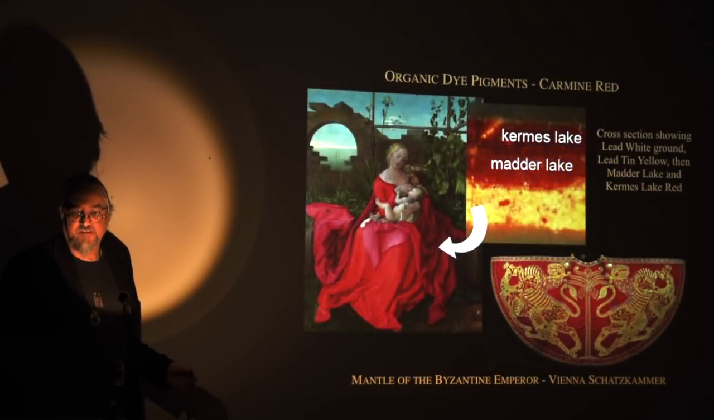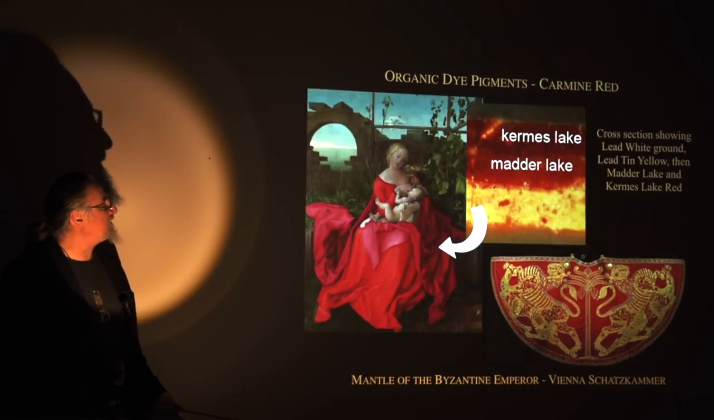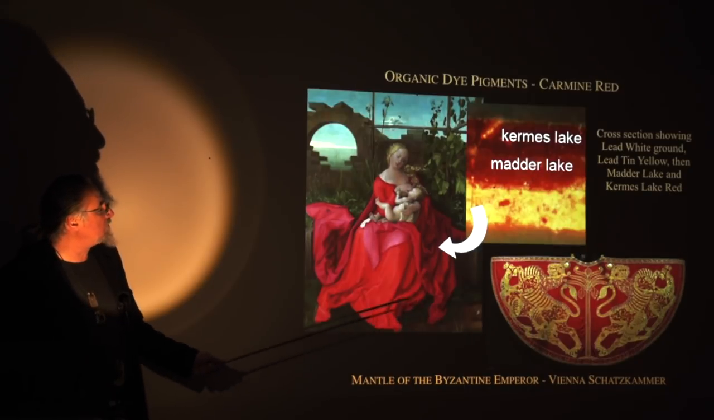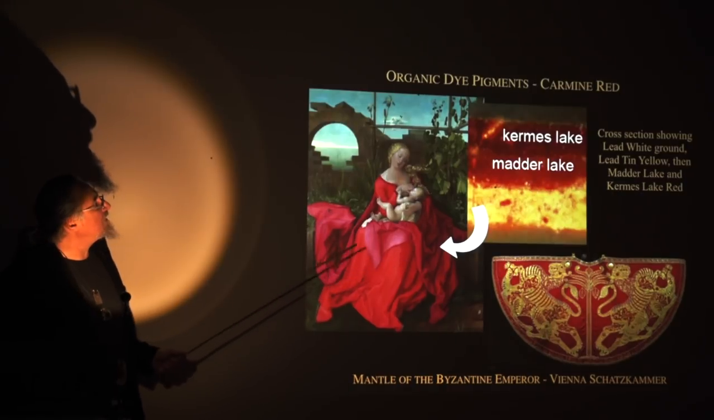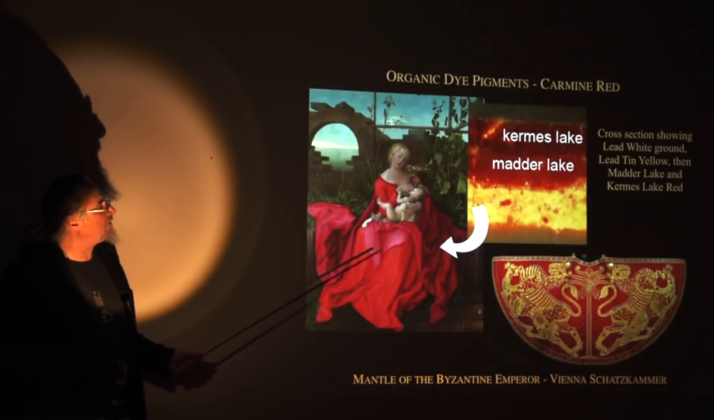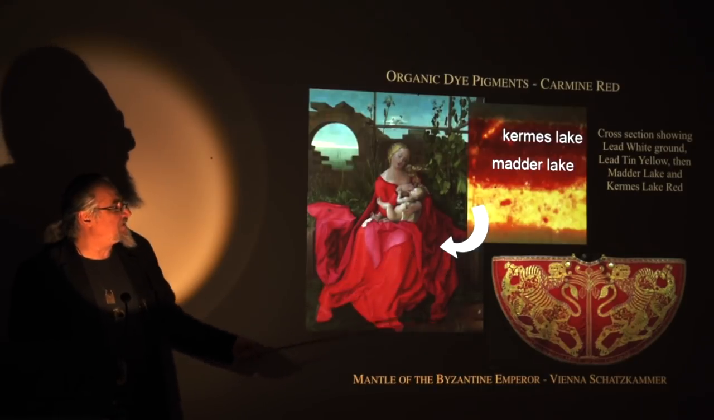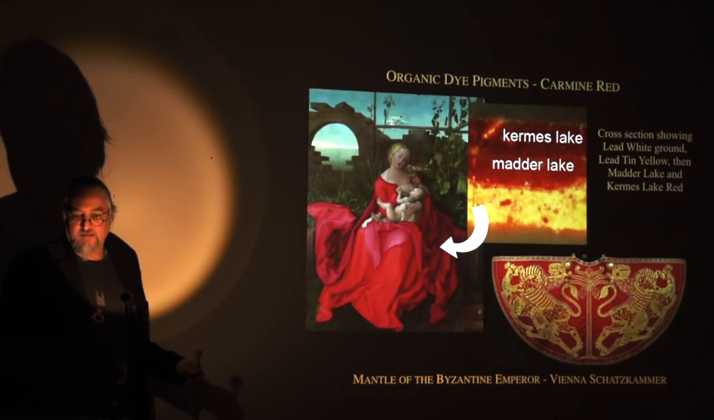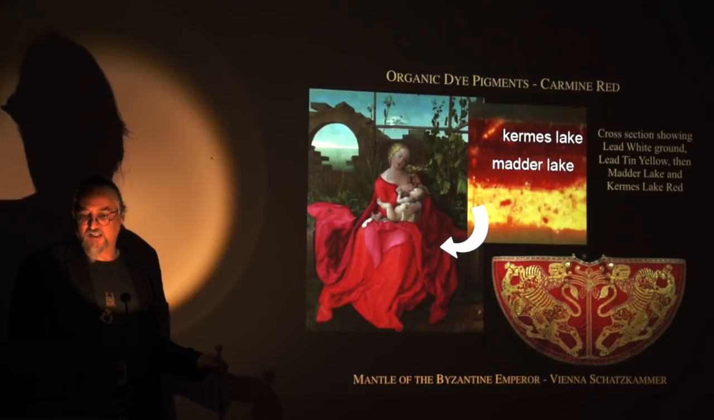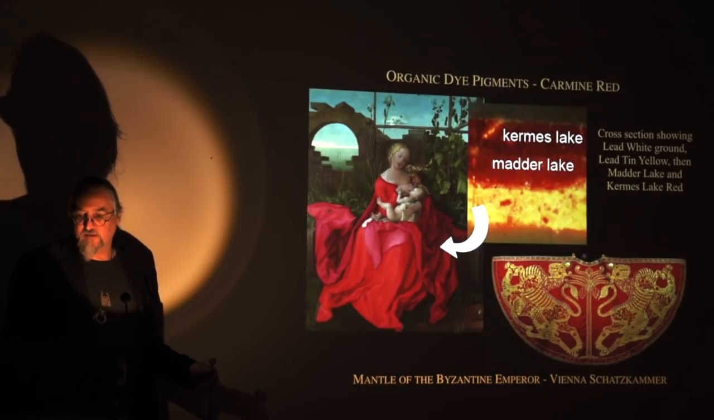Some examples now of kermes being used. And as I said, it comes from Europe, so European painters tended to use the kermes beetle to create their red lake, which is the case over here. And this Byzantine emperor's mantle, which we have here in the Vienna Schatzkammer, also created with the carmine red from the kermes beetle.